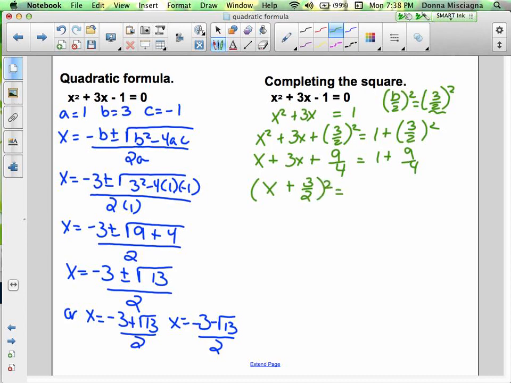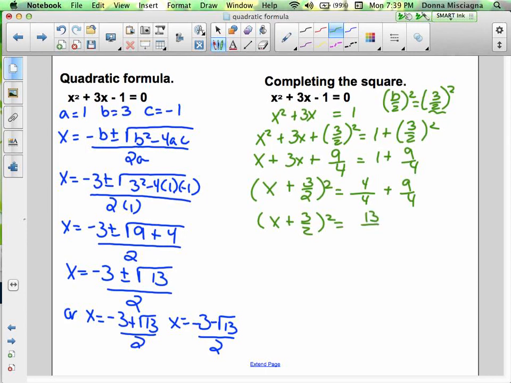We need to change that 1 so that it has the same denominator as 9/4. So that's going to be 4/4 plus 9/4. Right, so now we have x plus 3/2 squared equals 13/4.